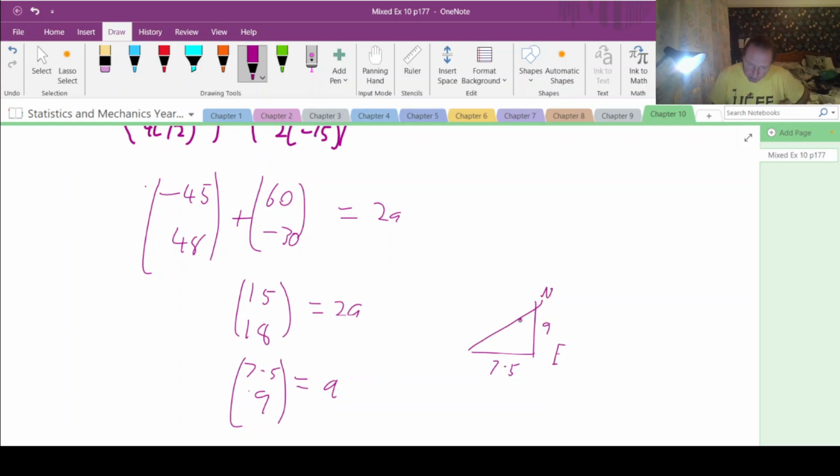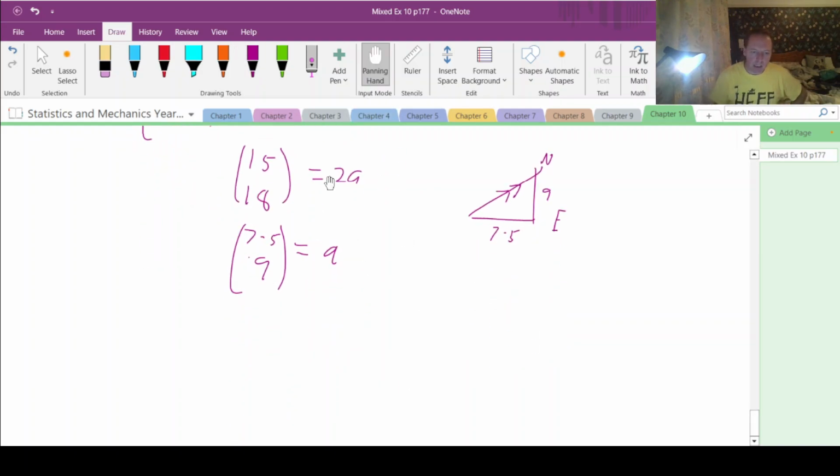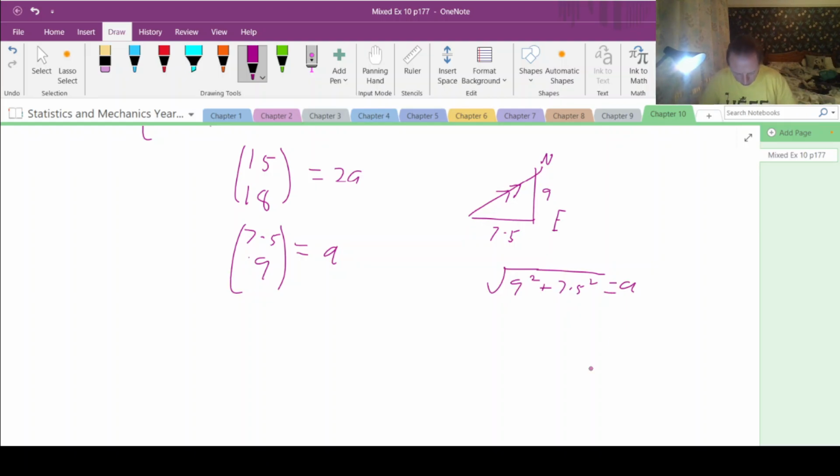So we want to know what that magnitude is, and then we also want to know what the angle is. A quick bit of Pythagoras on that: the square root of 9 squared plus 7.5 squared will equal a. So the square root of 9 squared plus 7.5 squared gives us 11.71 meters per second squared.